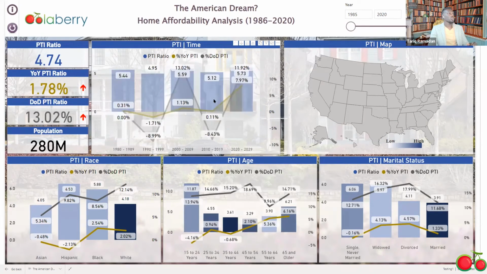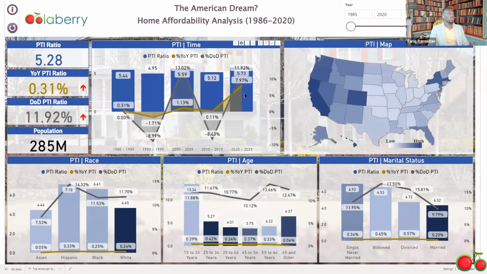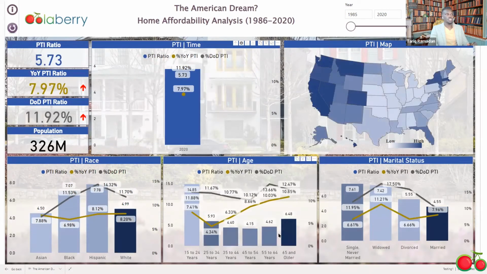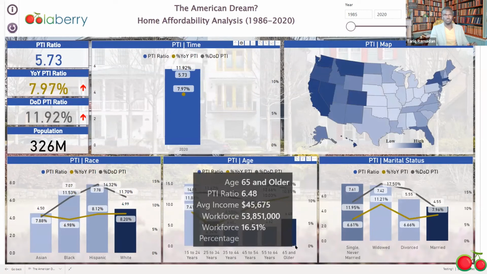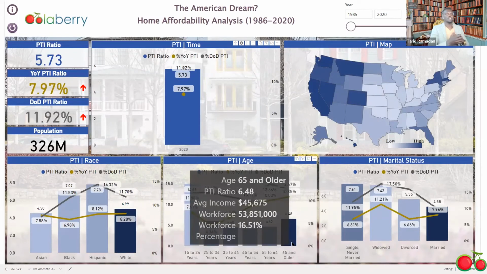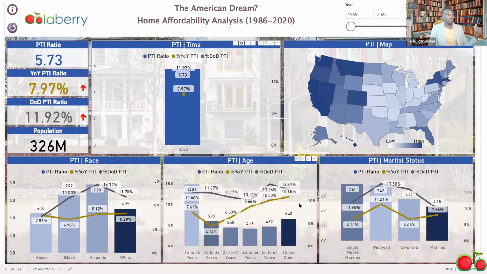Now, when you juxtapose that with 2020, the most recent year, as you can see, the 65 and older is now the dark blue. The workforce increased to 53 million, or 17% of the population. So in about 20 years, they are now the largest workforce of the nation. So what does that mean? It means it's getting harder for older people to retire. Thus, they continue to work.